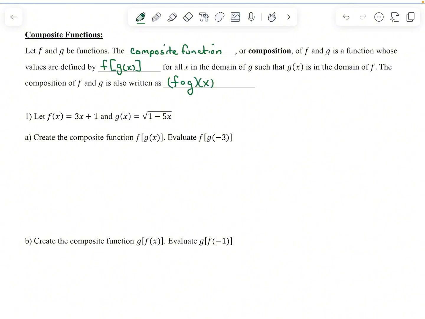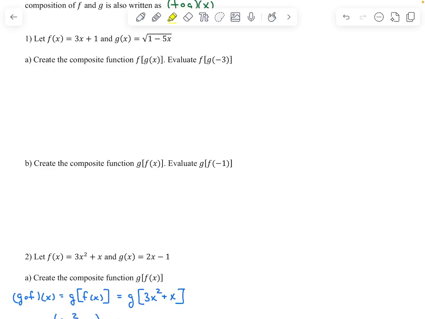Now I'm going to show you how to create a composite function. In example 1, we will let f of x equal 3x plus 1 and g of x equal the square root of the quantity 1 minus 5x. Part A asks to create the composite function f of g of x and evaluate f of g of negative 3.